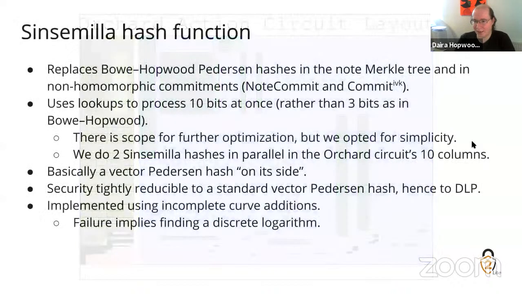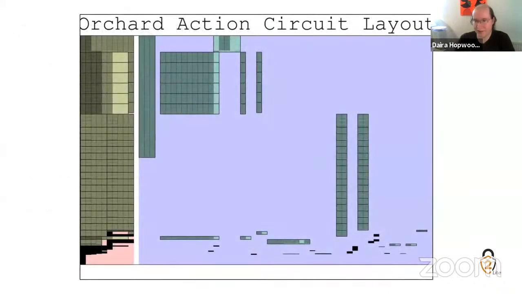And this part on the right is the fixed columns. So they basically determine sort of what kind of functions you're using at each point, at each row in the circuit. And see the box in the middle, which is 3 columns wide and about half the circuit high. That's the lookup table for Sinsemilla. Okay, next.